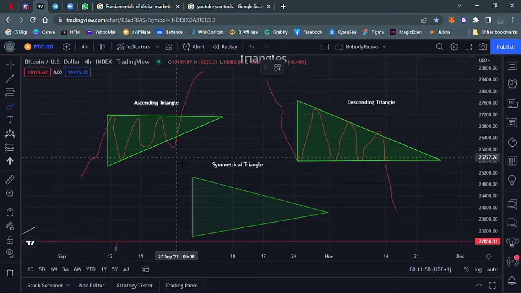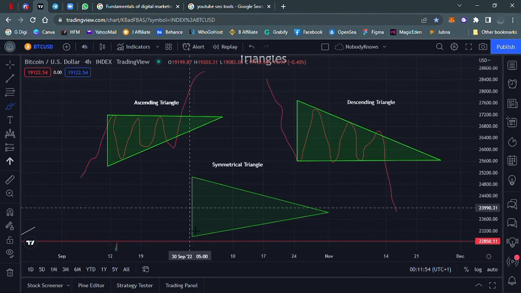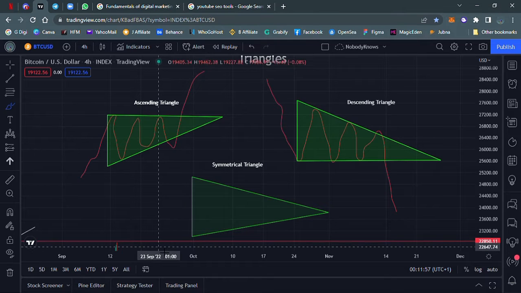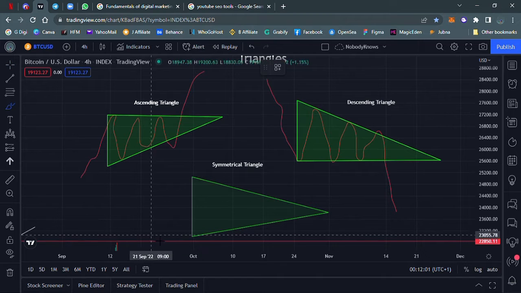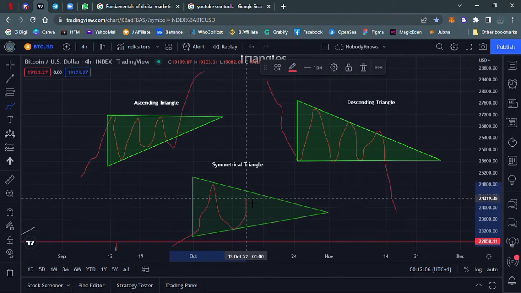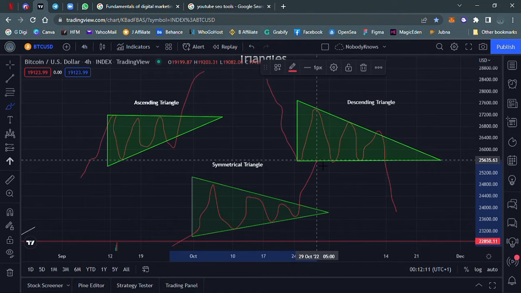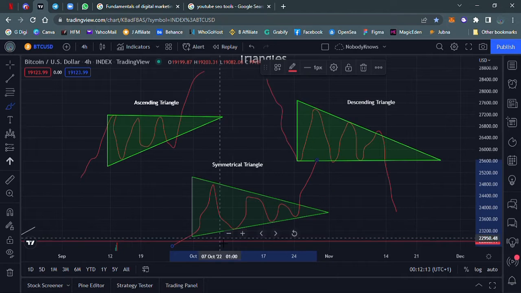That's how you put it. It is a continuation pattern. So say for example, the market is coming from down here and it comes up like this, touches this point, touches this point, touches this point, touches this point, and then it's likely to go back up. This is how a symmetrical triangle works.